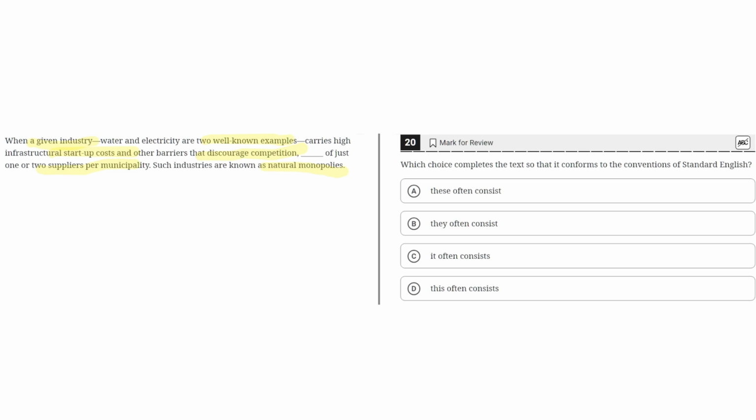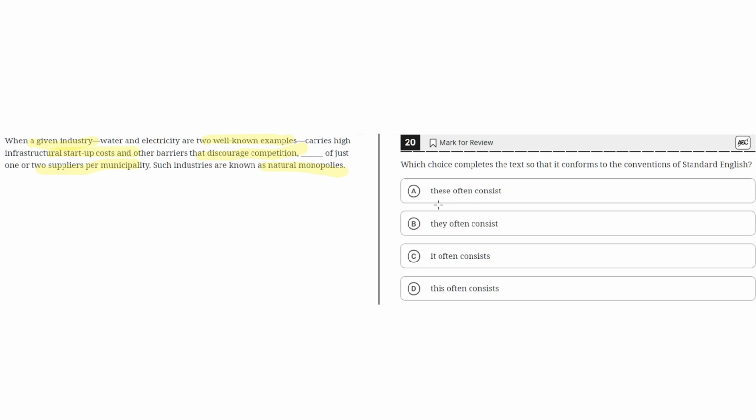So in the text, it gives us this one sentence, and there's this introductory phrase where it describes how there's an industry with high infrastructure startup costs, and that these have other barriers that discourage competition. Then it has this blank here, which describes that industry through a subject and antecedent, and we're supposed to fill in this blank with one of these phrases. So let's look at answer choice A.